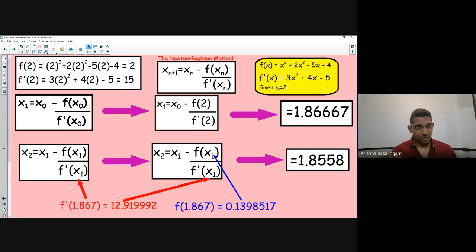So pause it here and just look at what I've done. You can check these numbers on the calculator. So f dashed when I subbed in 1.86 gave me 12.91. And when x1 was 1.86 and I subbed it into f, I got 0.13985 and so on. Just pause it and look through that. And that's the answer, yes? So the question said to 3 decimal places. So a fair solution would probably be 1.856.